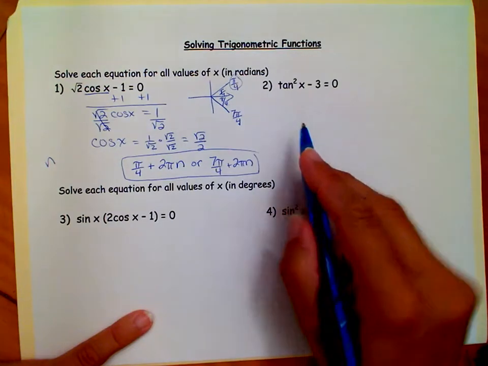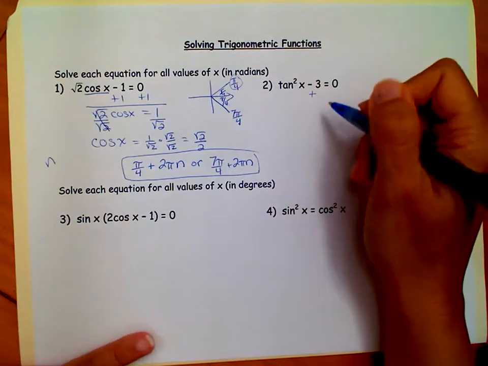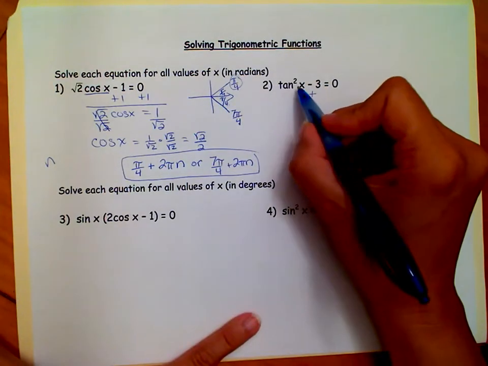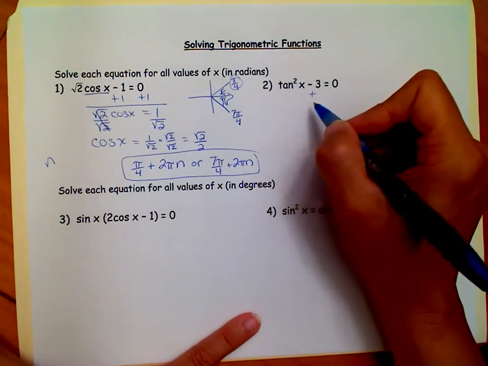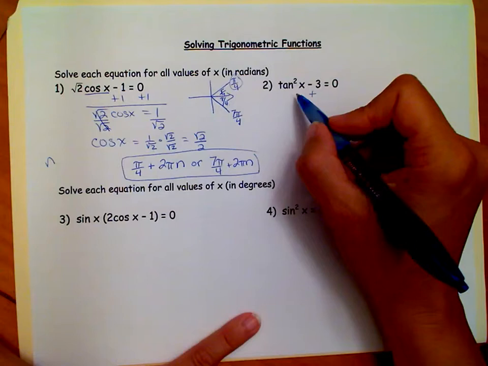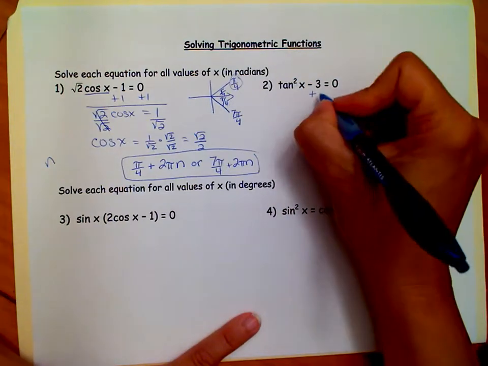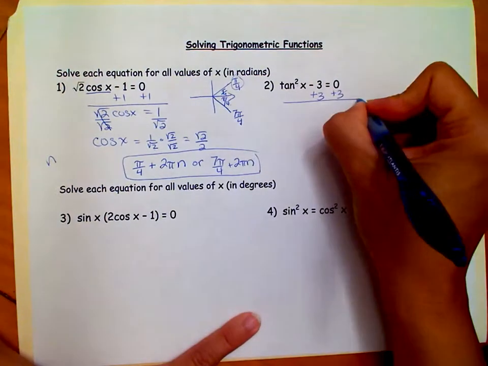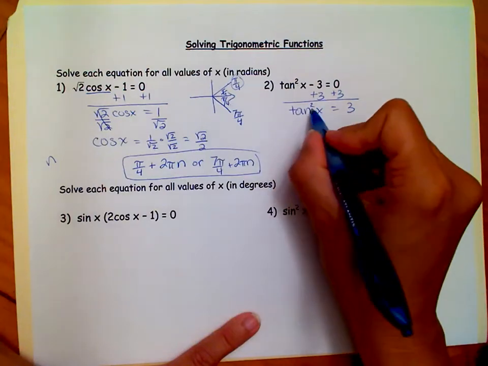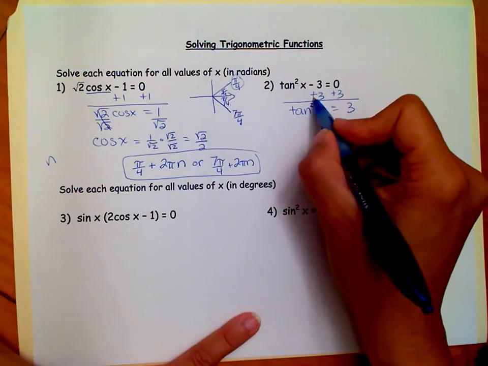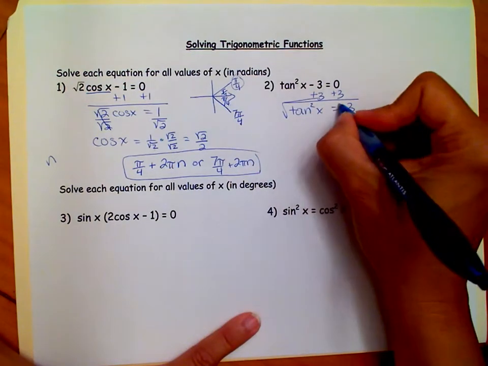Let's try this one. It's quadratic, so we have to be careful with that. When we have a quadratic equation with just the quadratic term and the constant, with no linear or x term, the best way to solve it is always to use square roots. So get this alone and then square root both sides. We're going to add 3 to both sides, and we get tangent squared x equals 3. Remember, to get rid of subtraction, we add. To get rid of multiplication, we divide. The opposite of square is square root. So we're going to square root both sides.